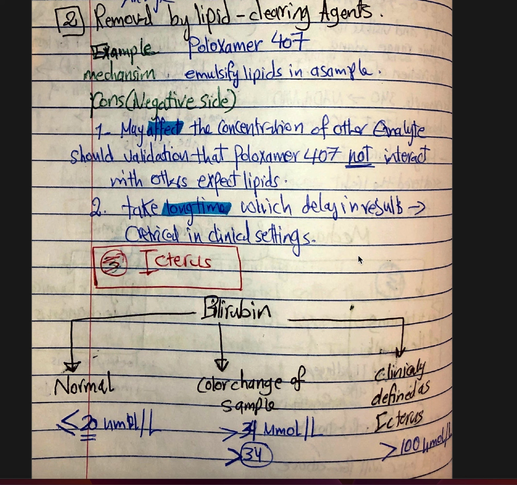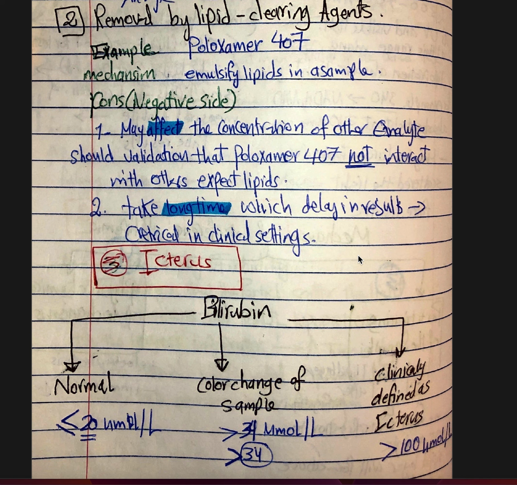So again, we come back to our topic, poloxamer 407, as a lipid-clearing substance. We use it to solve our problem: we give the sample, the sample is full of lipid, and we have to use poloxamer 407 to reduce or clear all of these lipids.